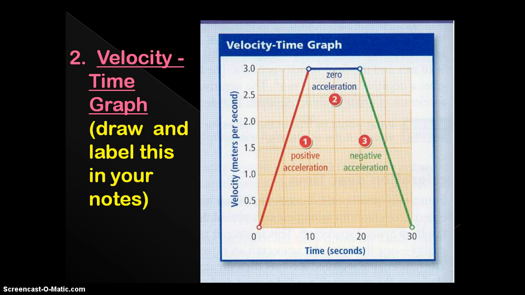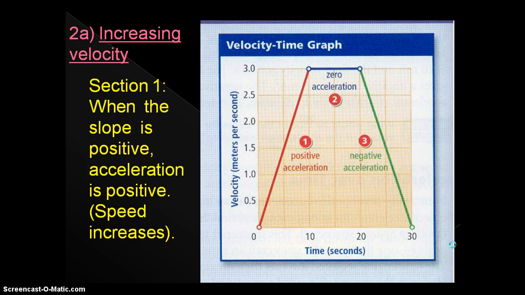Number 2. The title is Velocity Time Graphs for this section, and you need to draw and label this in your notes. So make sure you make a graph that has velocity on the y-axis and time on the x-axis. When you draw your graph, you can highlight different sections if you like. Make sure you label where there is a positive acceleration, 0 acceleration, and negative acceleration. Go ahead and pause and draw this now.